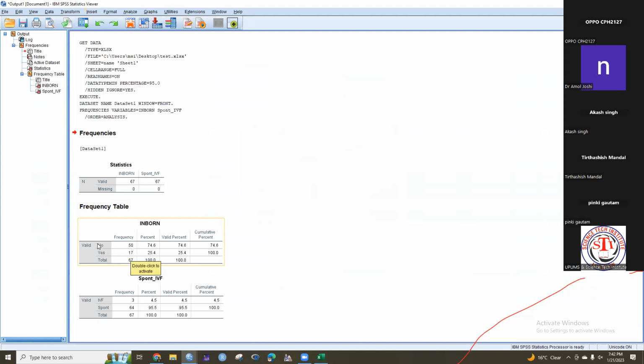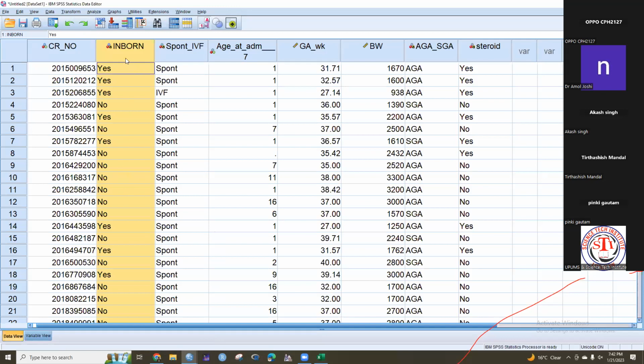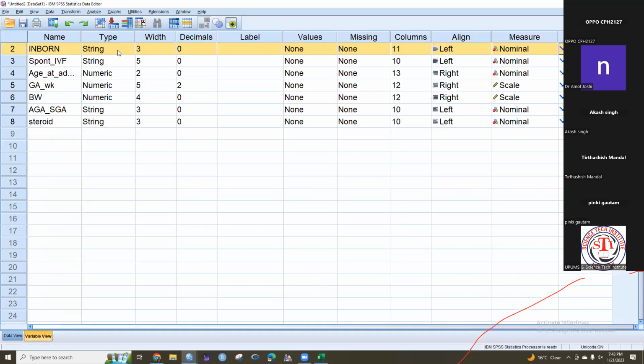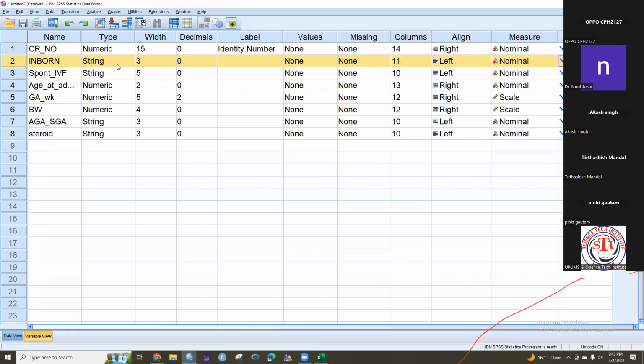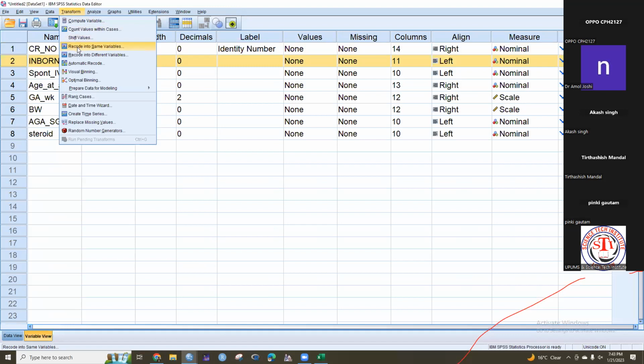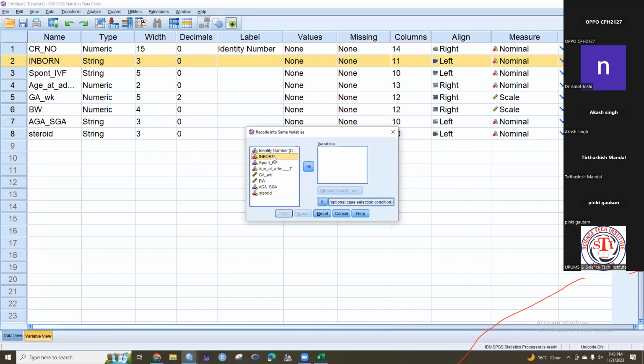Why am I doing this? Because I want to see whether some other category is also there. Sometimes what happens is if you have written no in small letters, it will take small no as another category. So there are only two categories. Similarly, here also there are only two categories, IVF and spontaneous. Now, the ideal thing is that this is a string, but you should convert it into numeric. How can you do that? Just go to Transform and Recode into Same Variables, and then select this inborn and this.